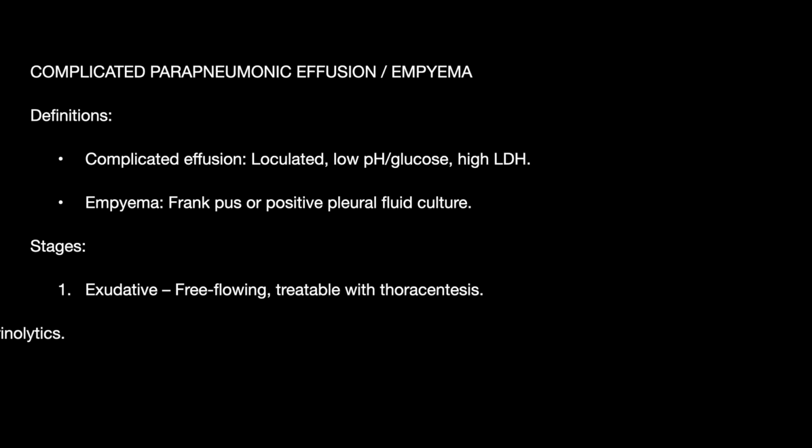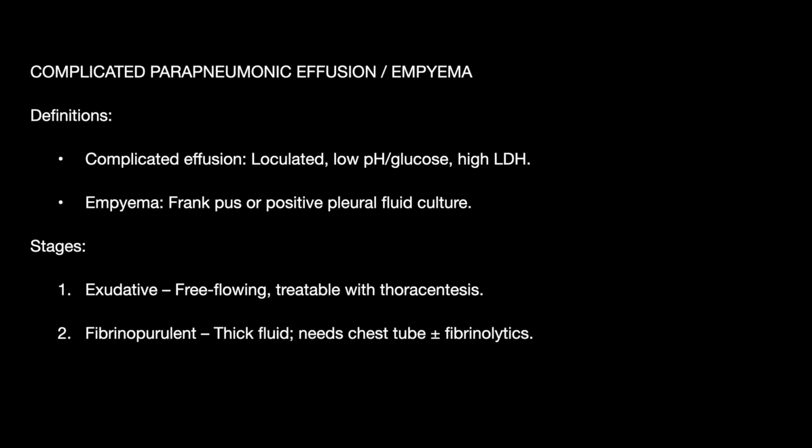Complicated parapneumonic effusion or empyema. This is a complicated effusion which is loculated, with a low pH, low glucose ratio and high LDH. It basically has frank pus. The stages are exudative, that is, it is still free flowing and treatable by this particular method. Then fibropurulent, where it becomes very thick, so you need to put in large bore tubes. And finally organizing, where you need VATS and thoracotomy.